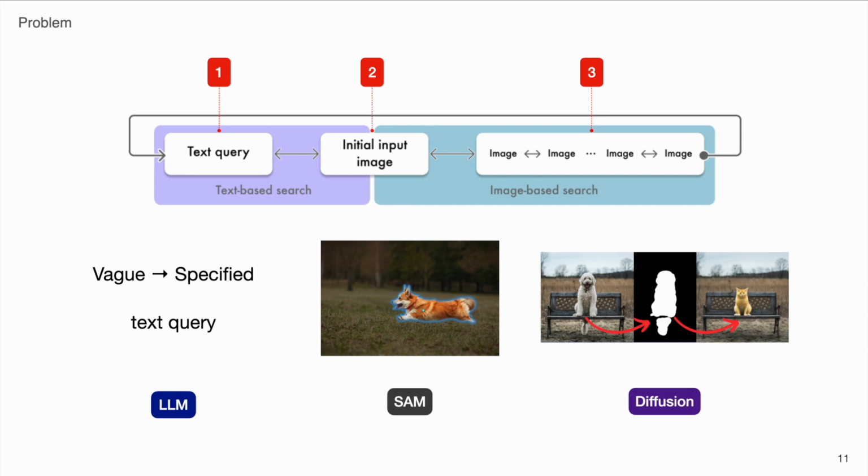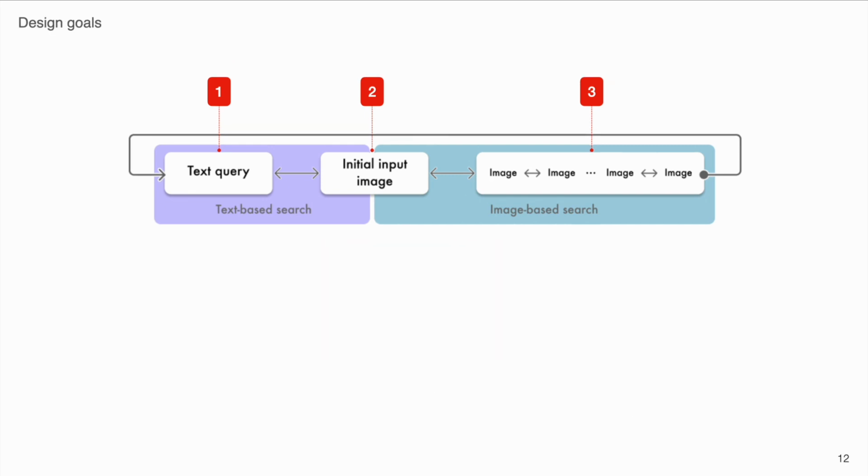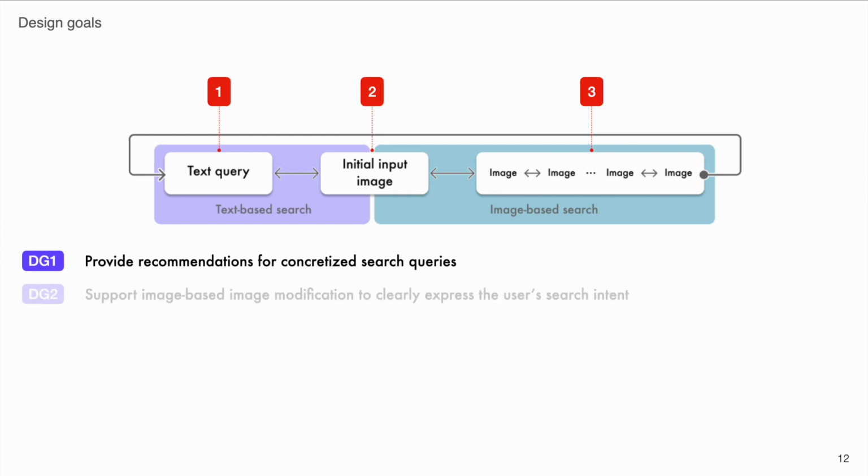We define three system design goals. Firstly, the system should provide direction for refining abstract queries during the initial text query search process. Second, it enables image-based search to be more aligned with the user's intent by allowing modification of parts of images with reference to the other images.